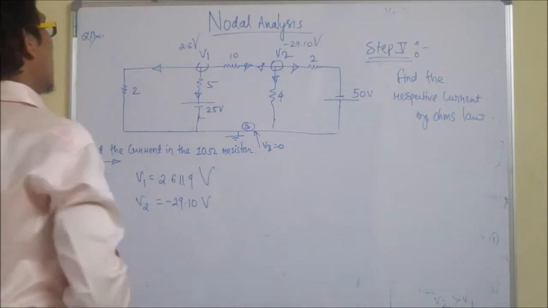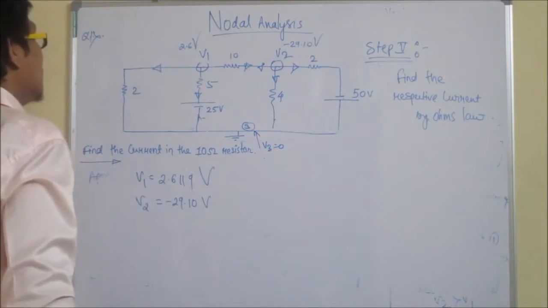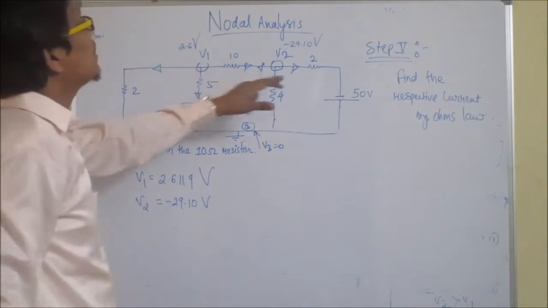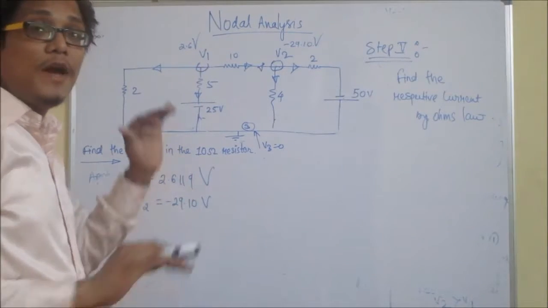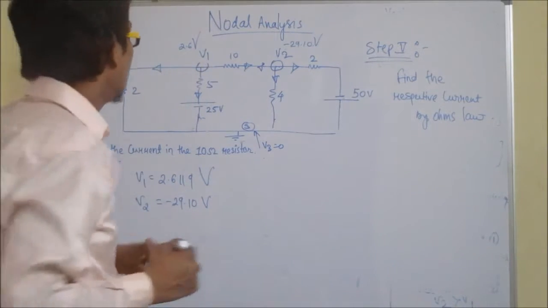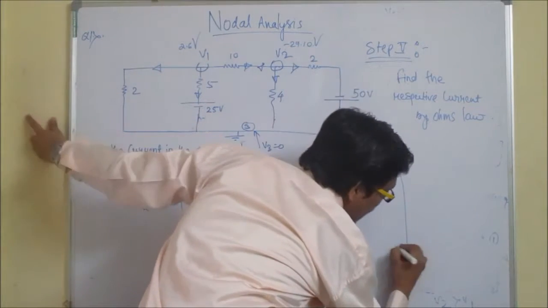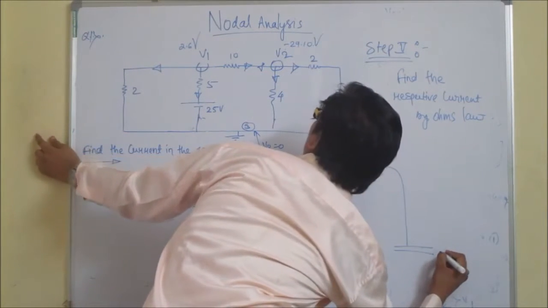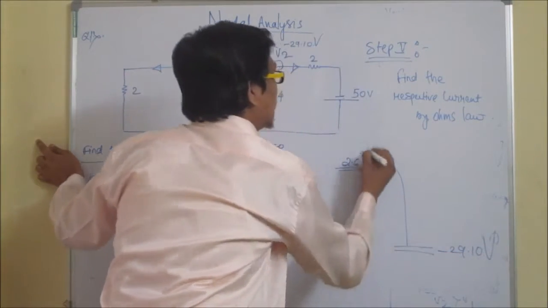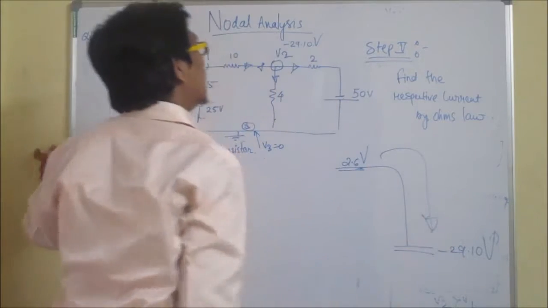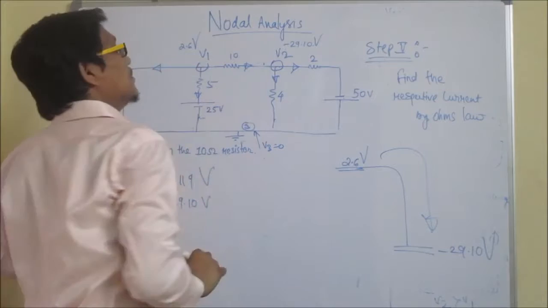Now I want the current through the 10 ohm resistor. Then you can see whether V1 or V2 is greater. V1 is greater. Therefore, from where will the current flow? From higher potential to lower potential. Current will flow from 2.6 to minus 29 point. From here to here the current will flow. Hence, I will just assume this direction.